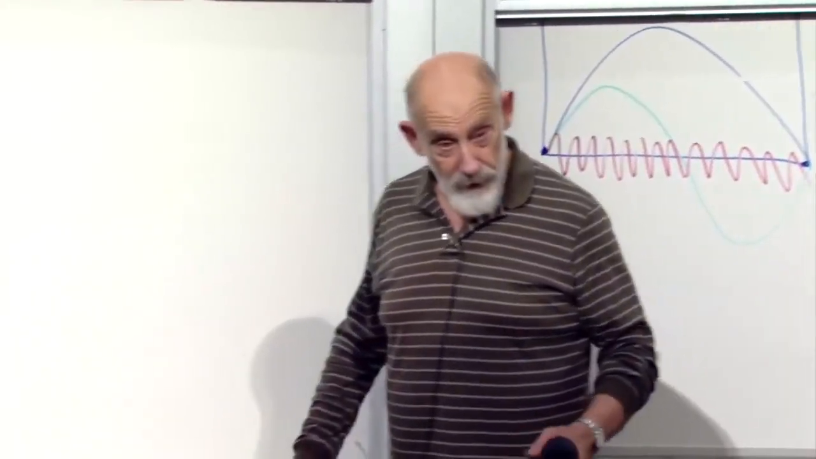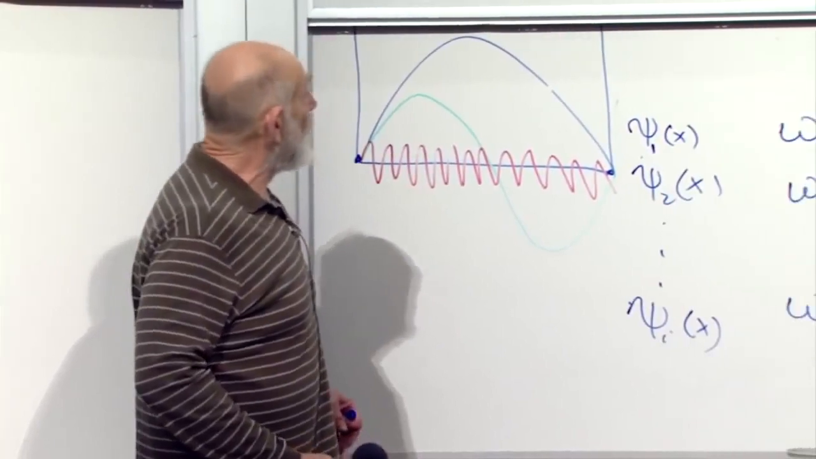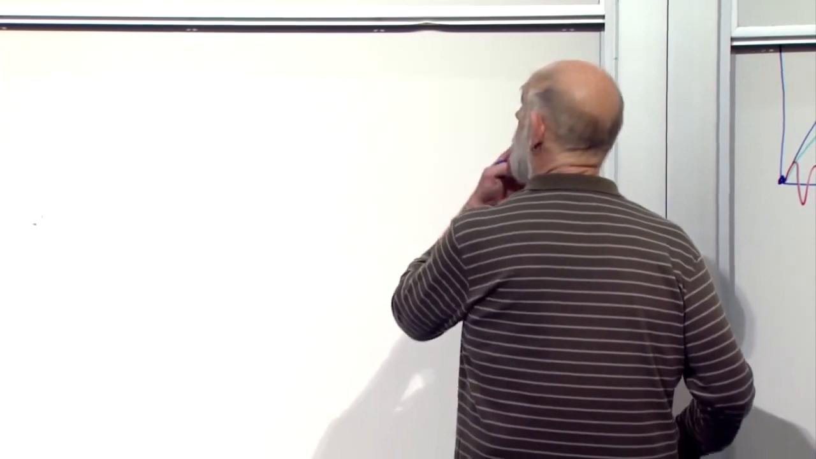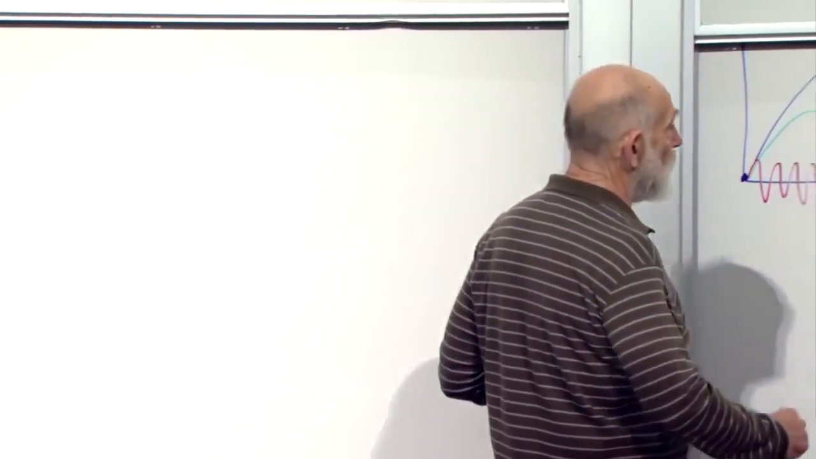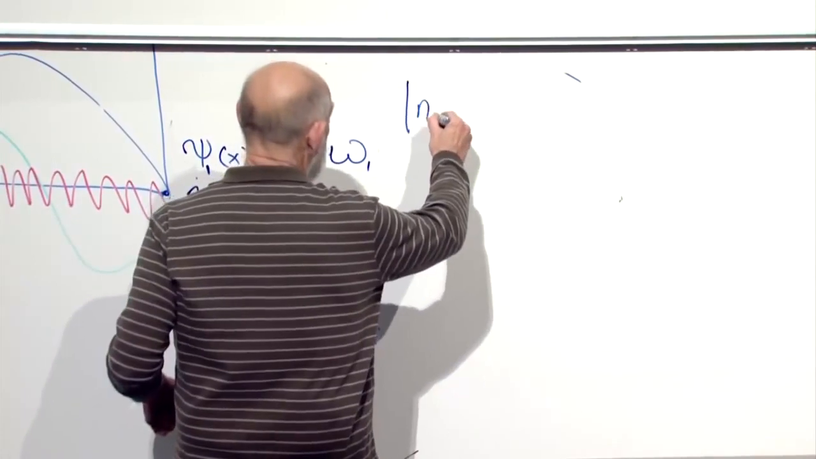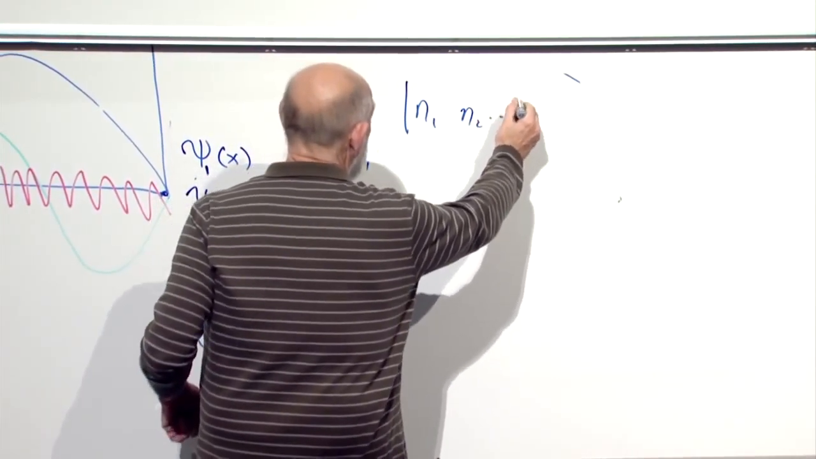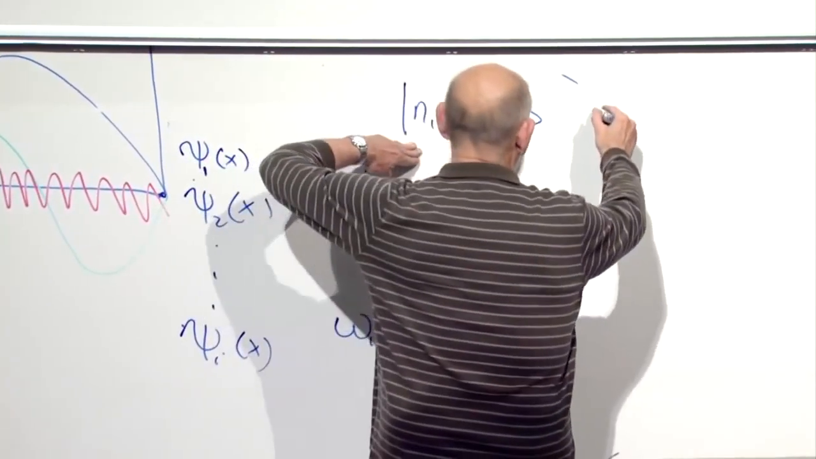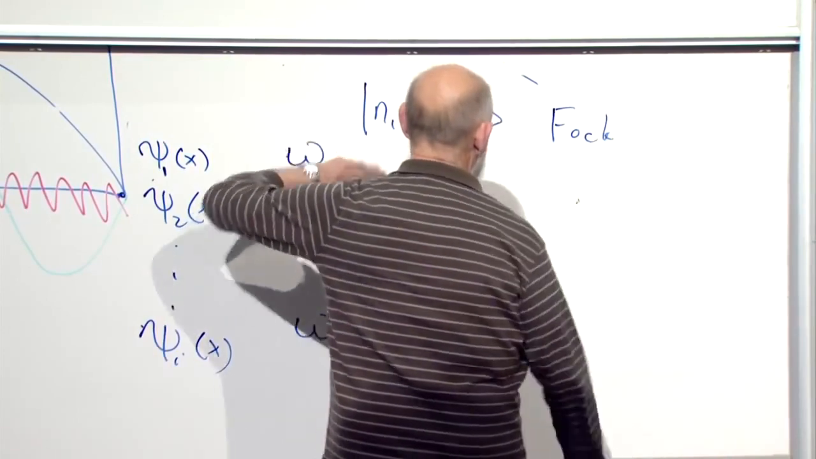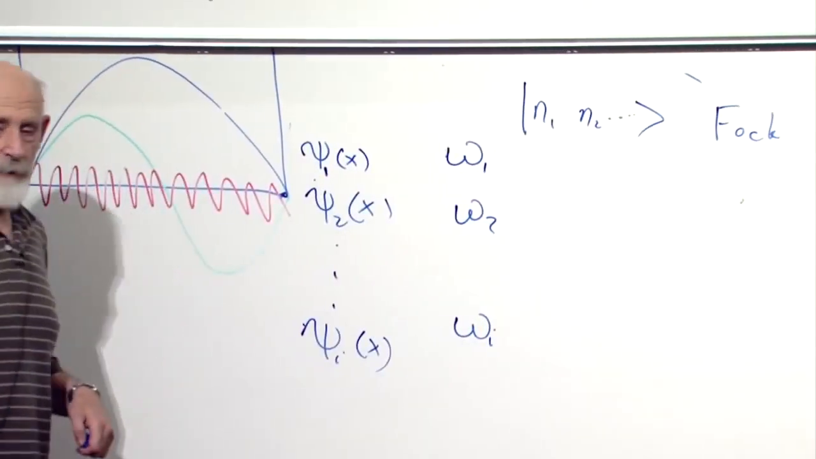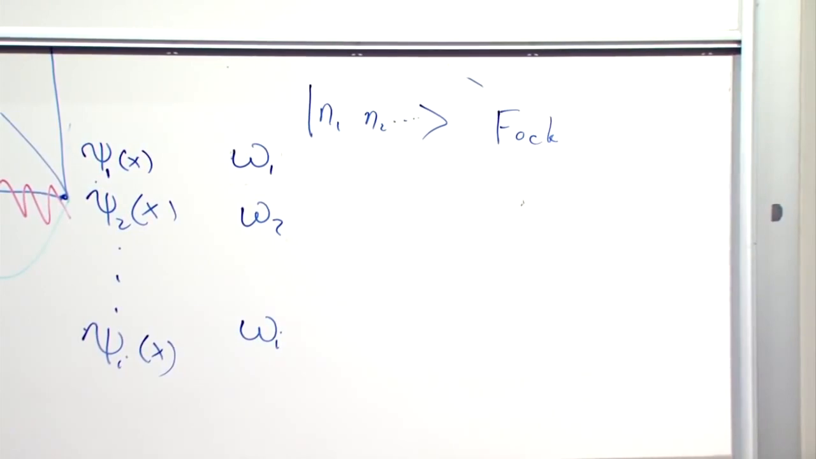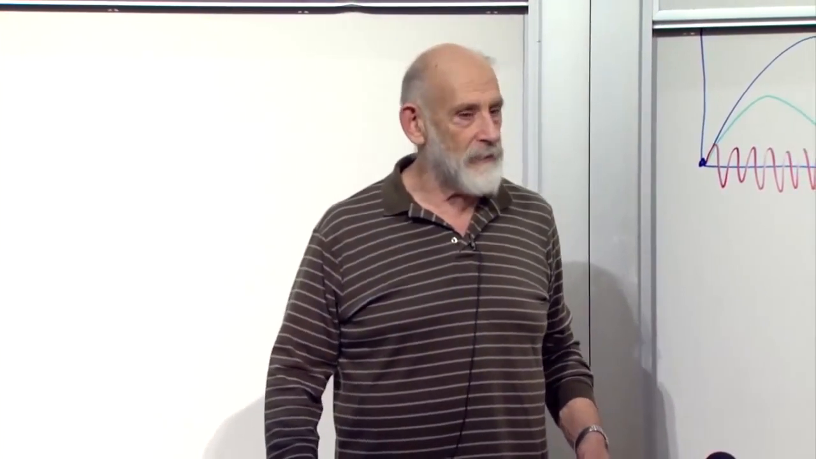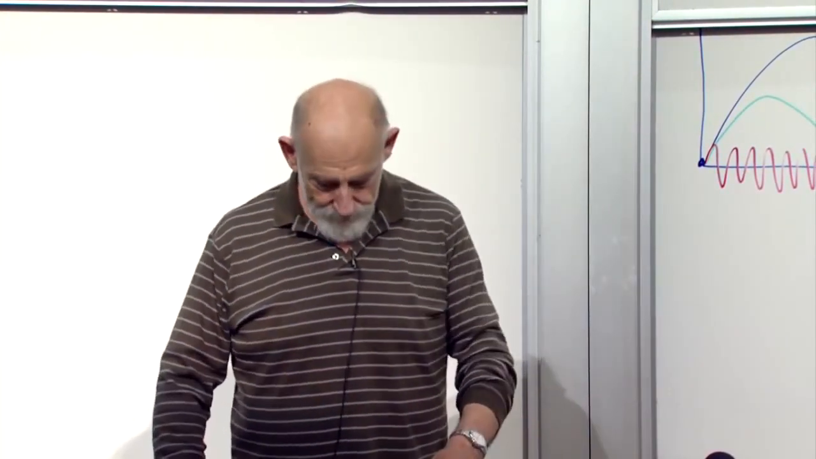It acts on a space of states. The space of states, what is the space of states? Well, the space of states, N1, N2. Incidentally, this is called Fock space. F-O-C-K. Fock was a Russian physicist. I doubt very much that he was the first one to use this. But it got named after him for the usual reasons that things get named after people, namely no reason.